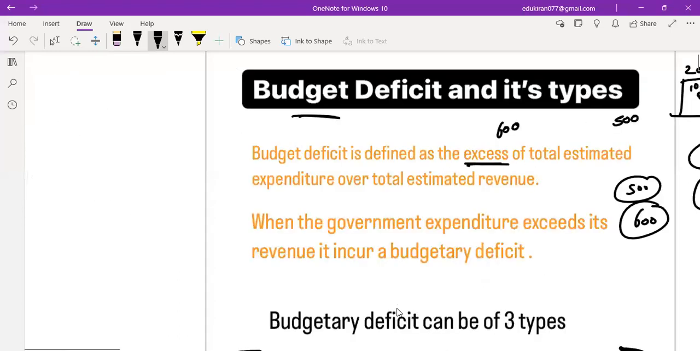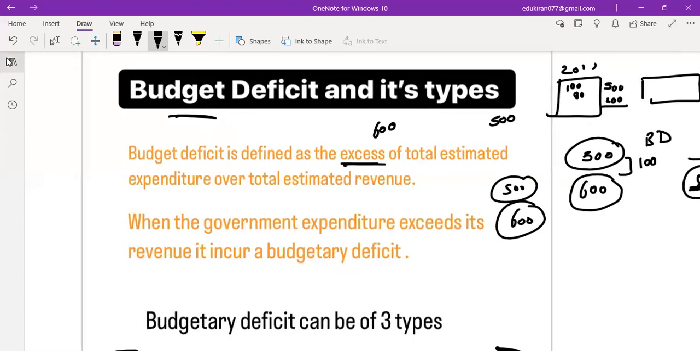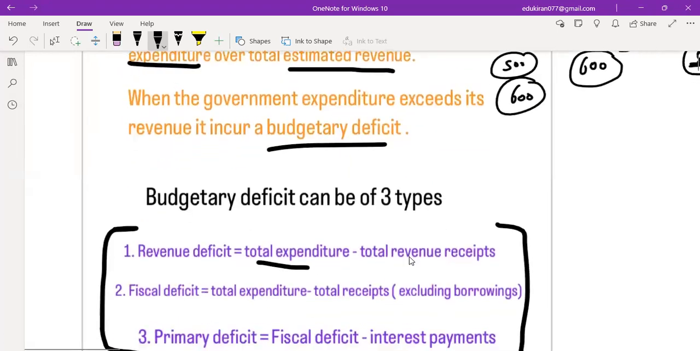So what is budget deficit? Budget deficit is defined as the excess of total estimated expenditure over total estimated revenue. So whatever revenue you got, say you got 500 rupees, but your expenditure was more, the excess money is your budget deficit. When the government expenditure exceeds its revenue, it incurs a budgetary deficit.